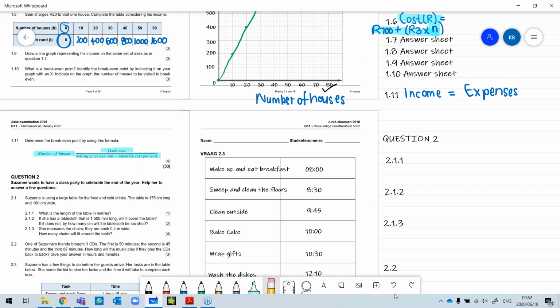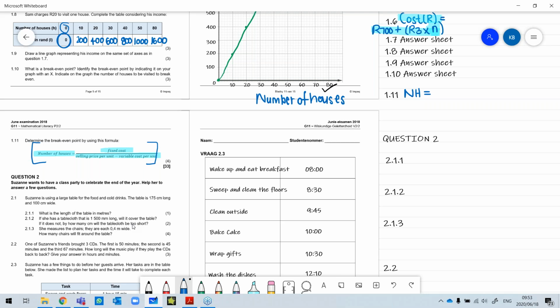I've used the space over here for that explanation. There we go. Okay, so now for question 1.11, determine the break-even point by using this formula. So great, they gave us a formula, and my advice is to make use of what is given to you. So the number of houses equals the fixed cost divided by the selling price per unit minus the variable cost per unit. So first of all, let's substitute in the information we have. The number of houses, we do not have that, so this is what we want to determine, the number of houses, which is going to be our break-even point.